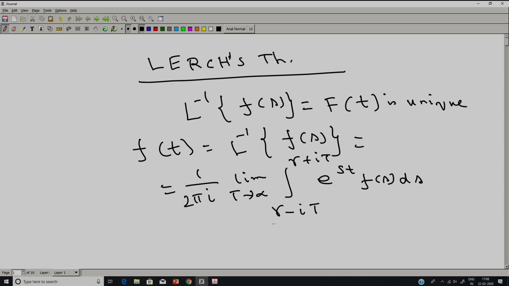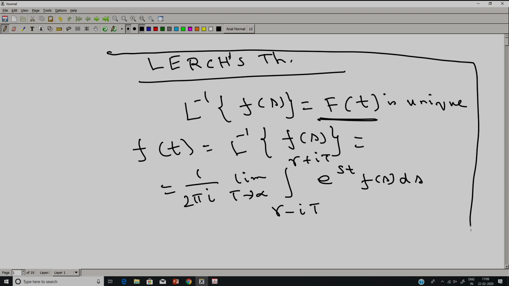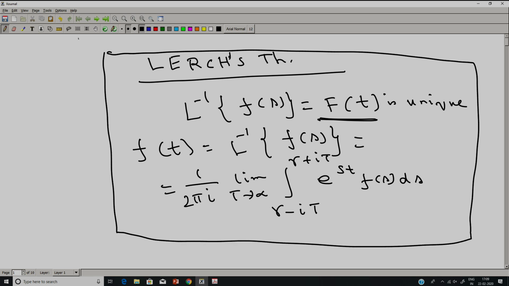Once it is producing a definite value, that means f(t) is unique. So effectively, the Laplace inverse of F(s) is nothing but this complex integral, which we have to evaluate using contour integration, and we will find a definite and finite value. For this reason, we skipped the proof of this particular theorem, because it is beyond the scope, and it takes a lot of time.